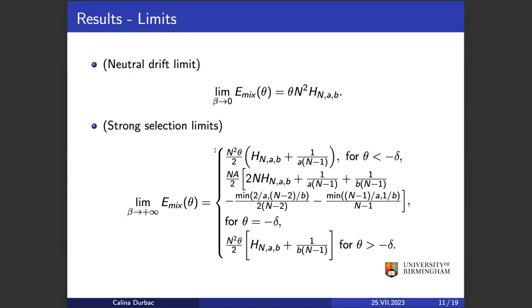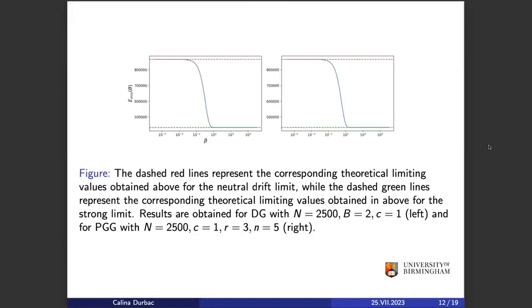And we've got this thing over here, and have no fear, we actually have simulations to show what's going on and to show that the limits actually work if you don't trust analysis. On the left-hand side, we've got the donation game, whilst on the right-hand side, we've got the public goods game with these values over here, which are quite standard for both games. And as you can see, our mixed cost function is stuck between the two limits. The red line is the neutral drift limit, whilst the green line is the strong selection limit.